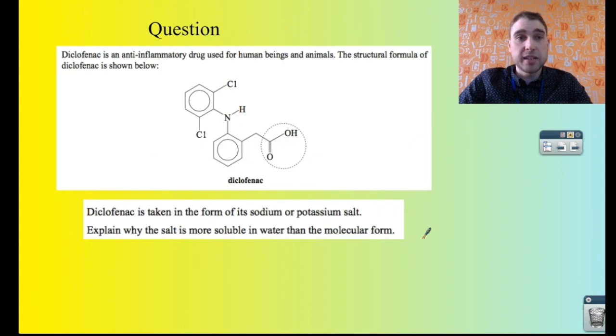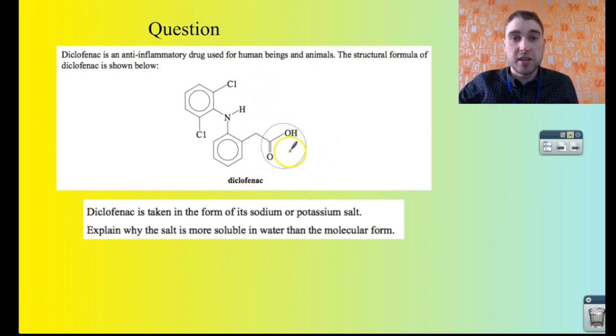It says Diclofenac is an anti-inflammatory drug used for humans and animals. We're given the structure. It says Diclofenac is taken in the form of a sodium or potassium salt. Explain why the salt is more soluble in water than the molecular form. So the first thing I'm going to do is change it so you can see what the sodium salt would look like.